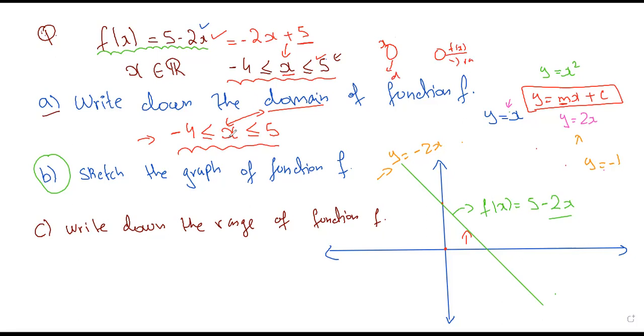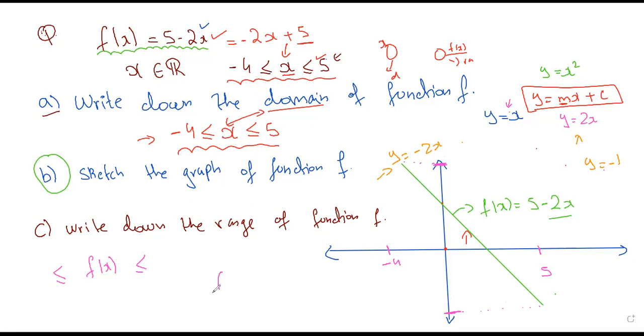Now C is a bit challenging. Write down the range of the function. If I'm interested in writing down the range of the function, this means that I'm interested in finding out the range of f of x. Okay, let's think about it. Now I know that the range of x is from -4 to 5, okay? So what will be the range of the function? This value and this value, okay? The function's value at -4. What is the function's value at -4?